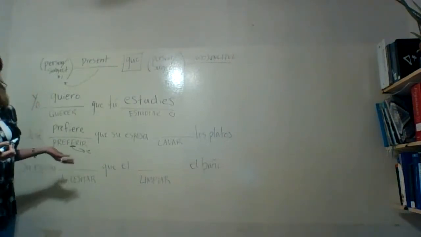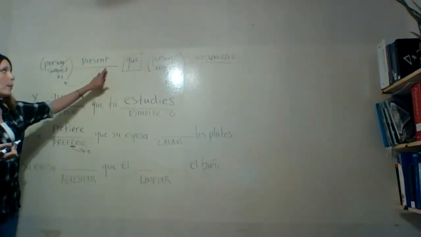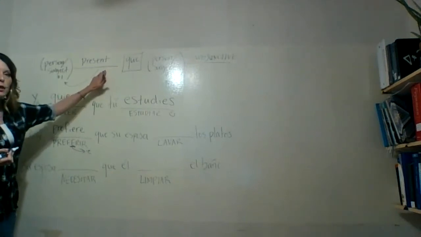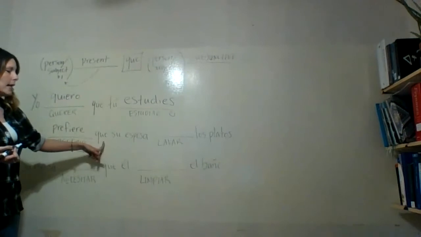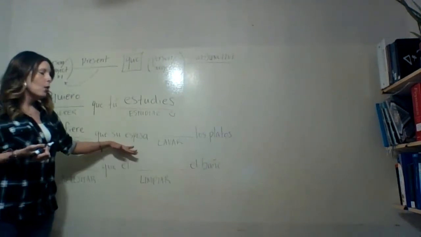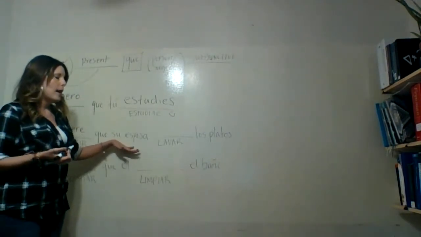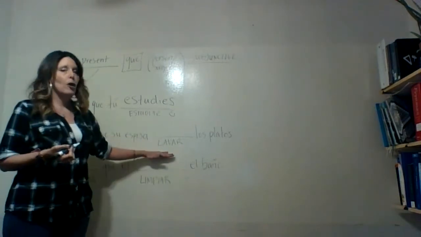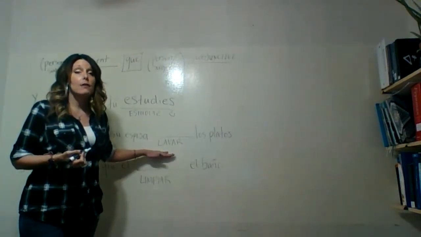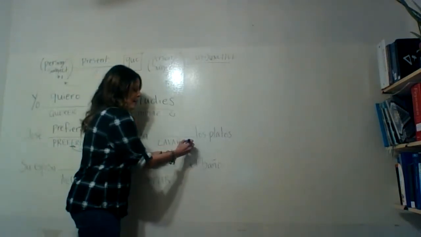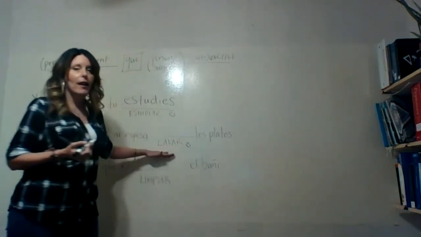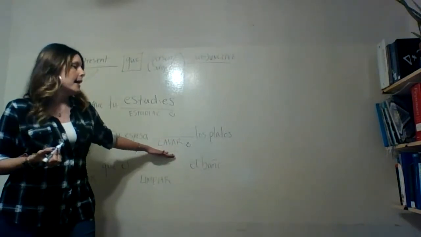Why do we put that in the present tense? Because we look back up here at our basic structure or our basic formula, and it tells us to. Then we have the word que. Then we have su esposa, his wife. And then we have the verb lavar. Lavar means what? It means to wash. And I'm going to put a smiley face by it. It is a regular, happy AR verb, once again, in the subjunctive.